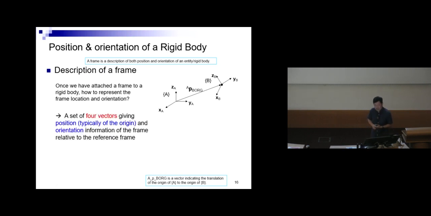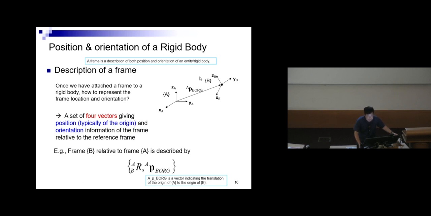So we actually need to use a set of 4 vectors. The 4 vectors will give the position, which is typically the origin, as well as the orientation information of the frame relative to the reference frame. So if I have a frame B over here, we refer to A. Imagine this is the box that we have just now. You have one more vector, the APB origin, that relates them. The APB origin is a vector indicating the translation of origin A to B, followed by rotations.